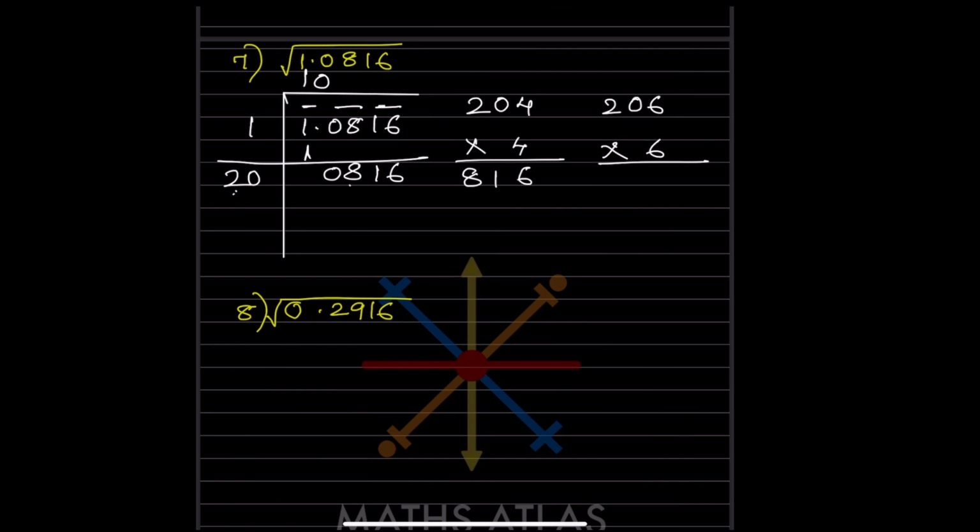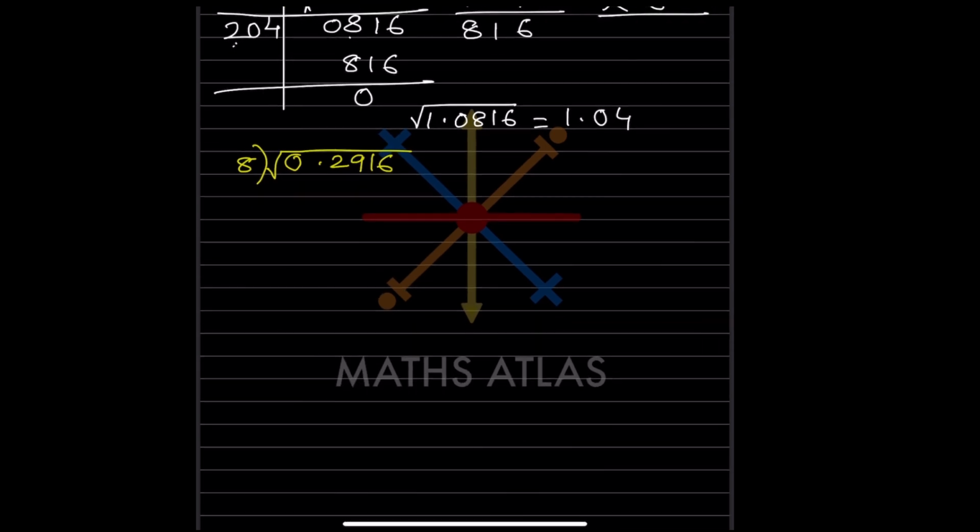So here itself we are getting it, so we need not solve that one. Now what will be here? We are going to put the decimal after. So the root of 1.80816 is going to be 1.04. Now let us see here, 0.2916. So we are going to put the pair.